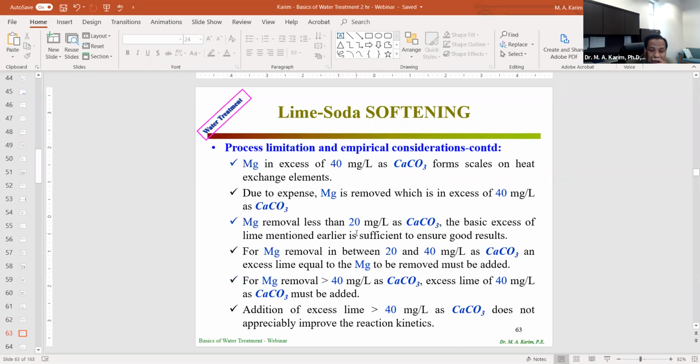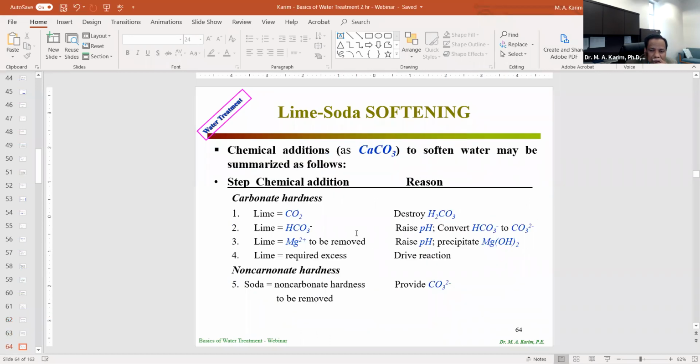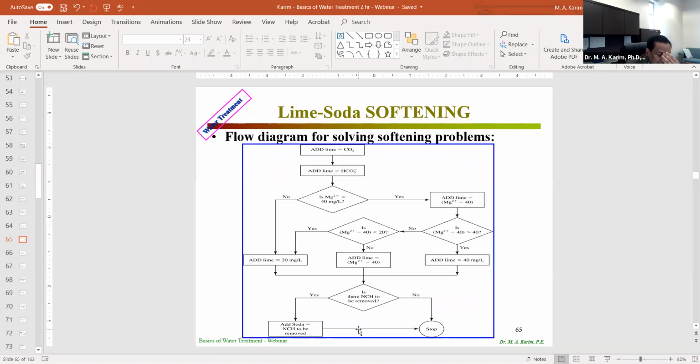These are a little bit more descriptive, but I'm not going there. I'm going to explain this one. It's exactly the same thing. Initially, I will add the amount of lime equal to the amount of carbon dioxide. Then I'm going to add lime equal to the amount of bicarbonate in there. Then I'll go here: is the magnesium greater than 40? I know the magnesium amount in our water, so we'll compare with it. If it's greater than 40, then we'll go to the right. If not, then go to the left.